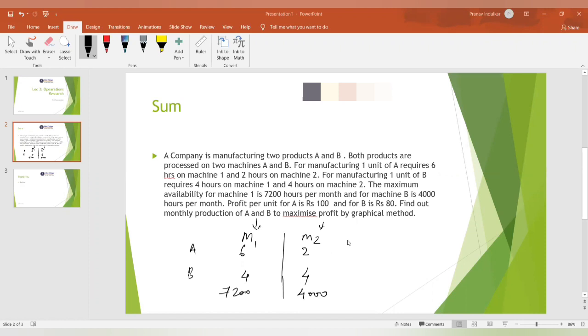Yes, max Z = 100x1 + 80x2. Okay, decision variables, please.